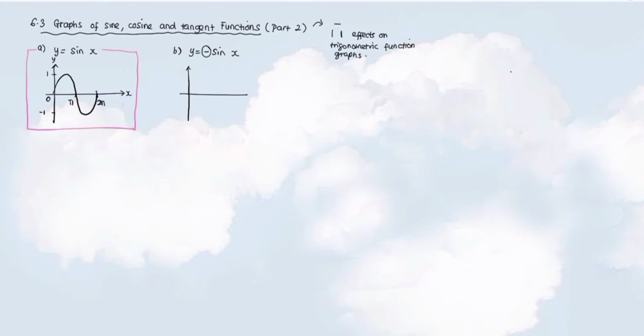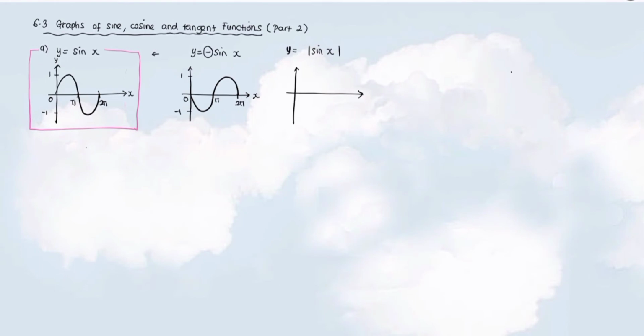Now let's see y equals negative sine x. Positive zone will go to the negative and negative zone will go to the positive. So amplitude remains the same, 1 and negative 1. Now let's look at y equals modulus sine x. Whatever is positive will remain positive and negative will flip over to become positive.